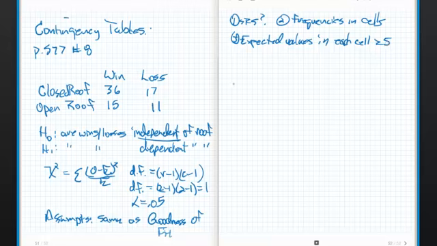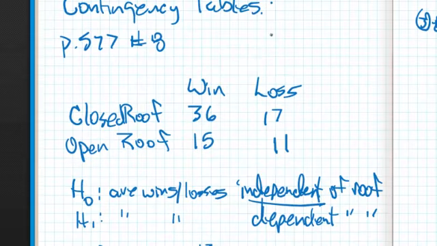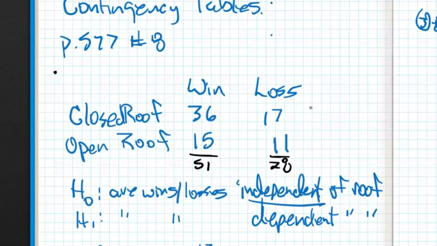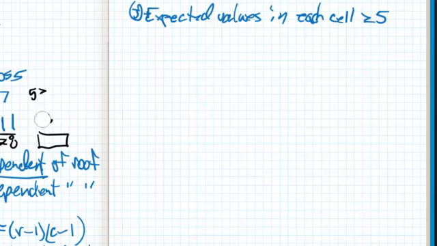The first thing that we want to do, and this is pretty important, is sum everything up. I've got 51 in the first column, 28 in the second column, 53 in the first row, and 26 in the second row. Now we want a total here. I'm going to give myself a little more room. This was 53, this was 26, which gives me a total of 79. They both add up to the same thing.